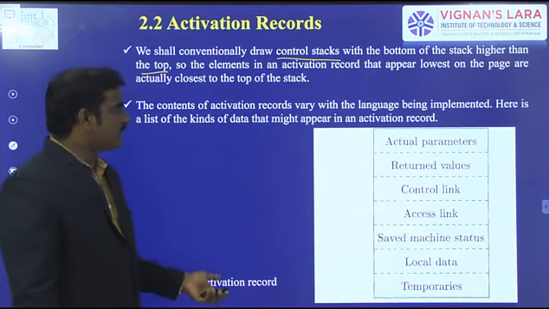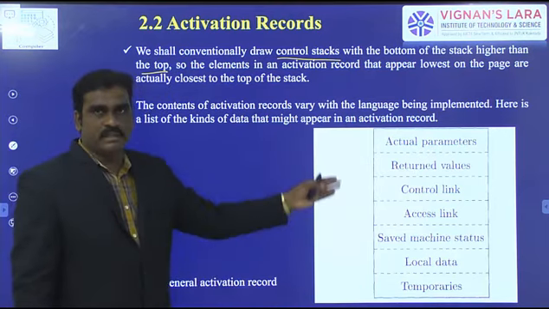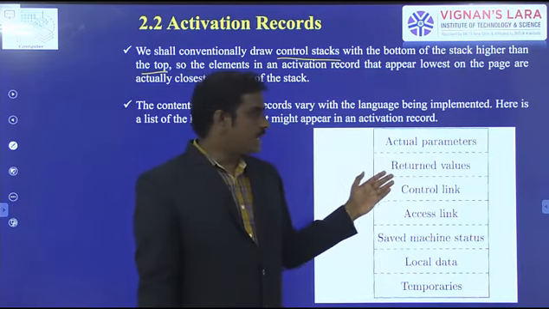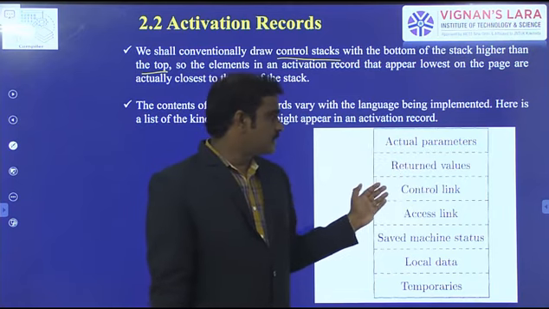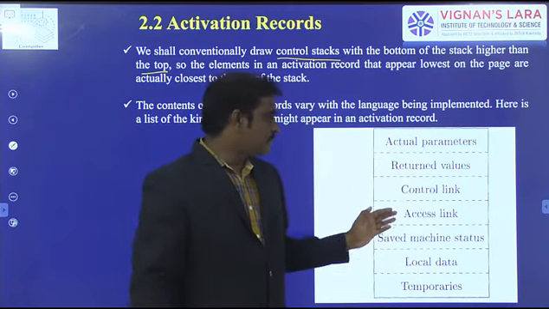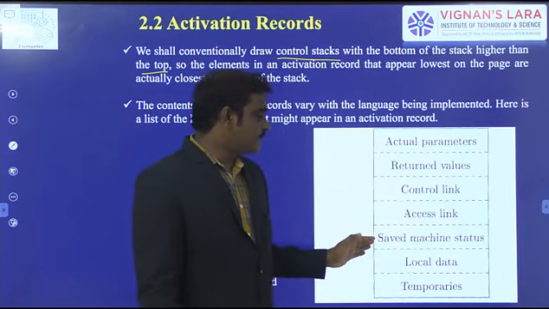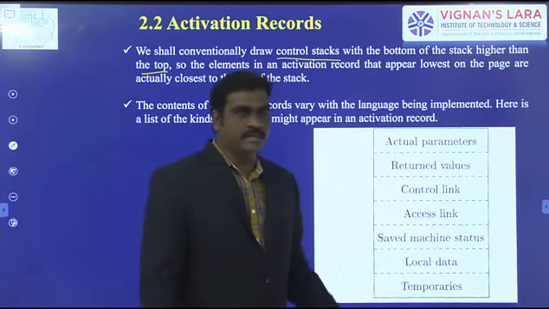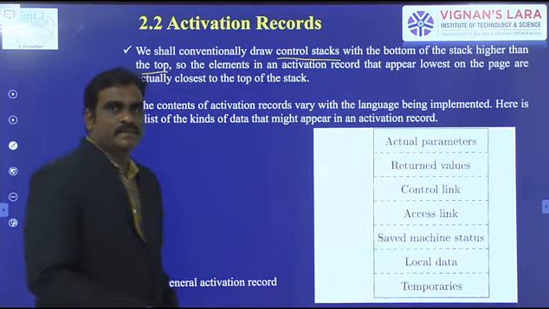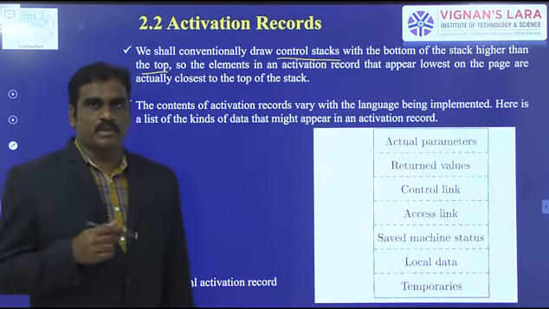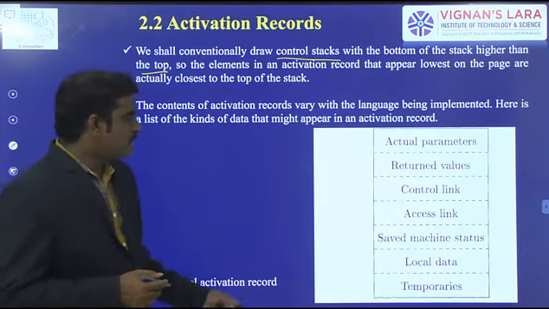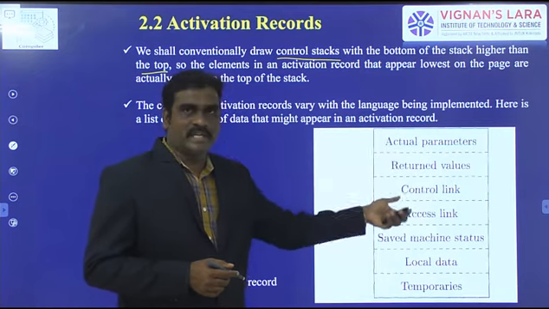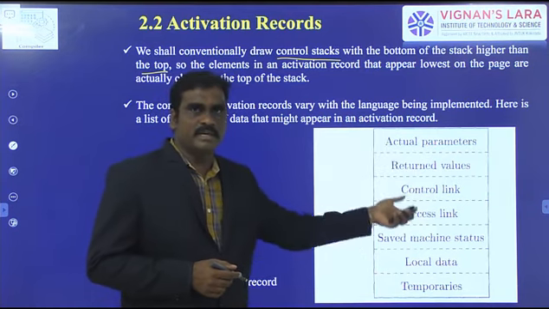So in this activation record we have a total of 7 fields, 7 parameters. One is the actual parameter and the second is the return value. The third is the control link. The fourth is the access link. The fifth is the saved machine status, then local data, and the last one is the temporaries. So whenever we call a procedure, in the background some activation record will be running. The activation record contains these 7 fields.